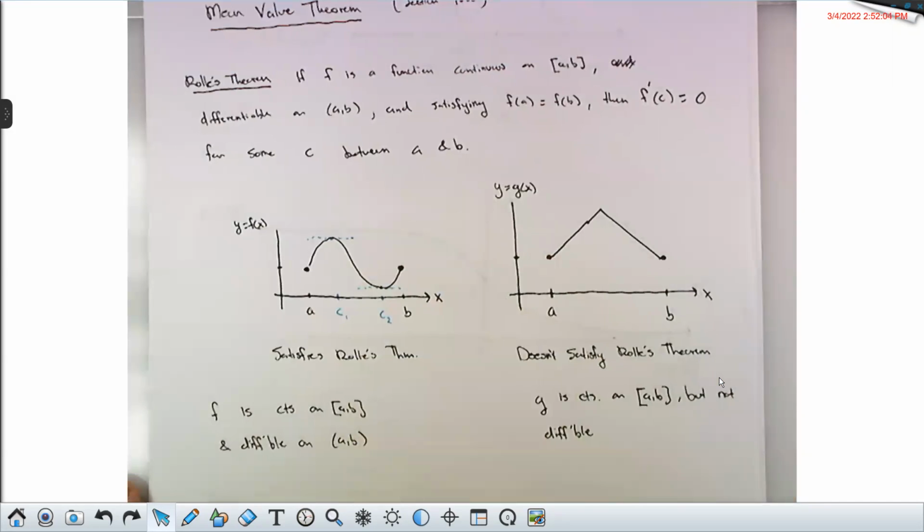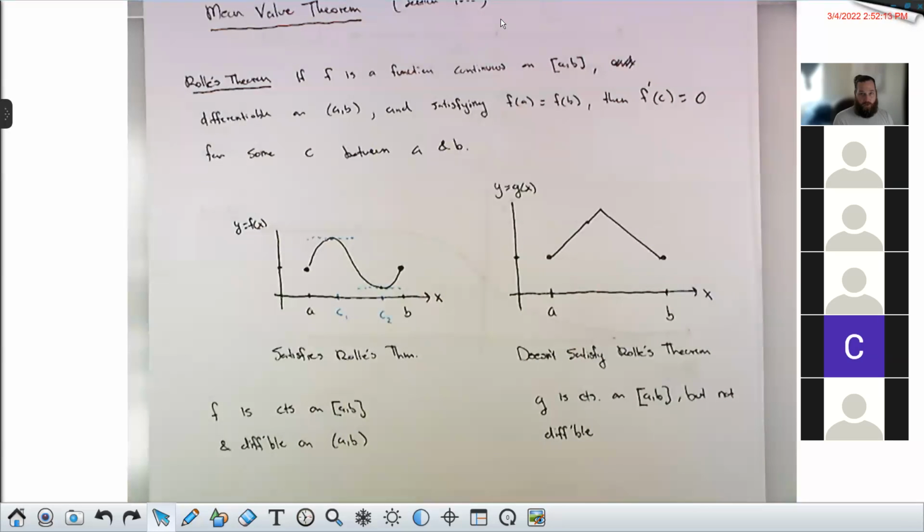In other words, the hypotheses of Rolle's theorem, everything that comes between the words if and then, are called hypotheses. Everything that comes after the word then is called the conclusion. So the hypotheses say if f is continuous on [a, b] and differentiable on the open interval (a, b), satisfying this. The second function here, g, is continuous on [a, b], and it does satisfy g(a) equals g(b), but it's not differentiable. So if you relax the differentiability, the conclusion need not be true.